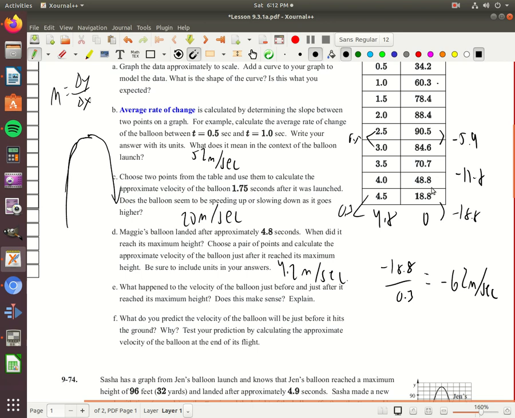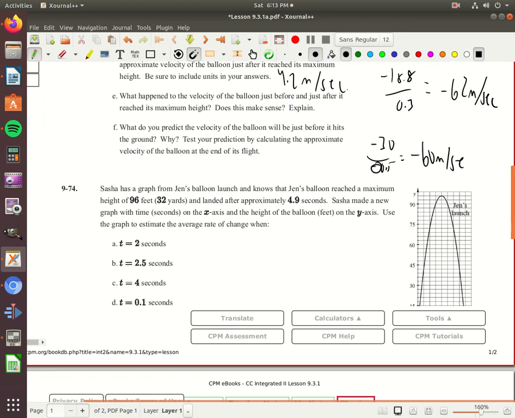Or I think they might have wanted us to use this one, and it's negative 30 divided by a half. And that would have been negative 60 meters a second. So either way, you could see it's about 62 meters a second. It dropped 60 from here to here. It dropped 62 from here to here. But it was certainly speeding up as it hit the ground, which is, again, not surprising.